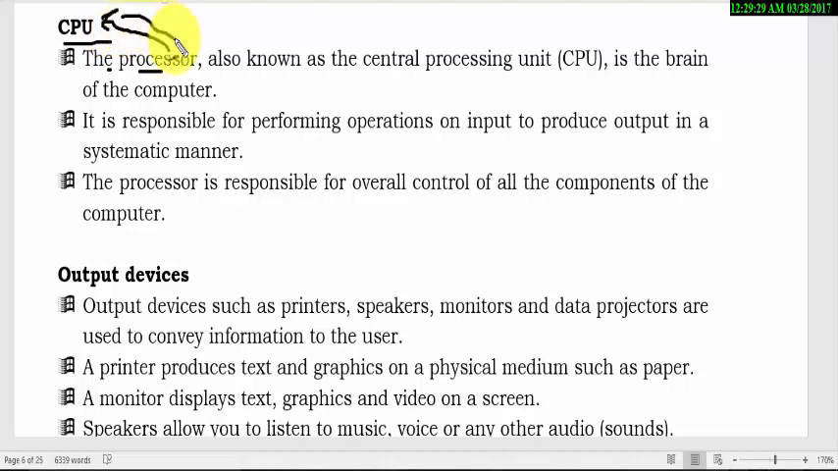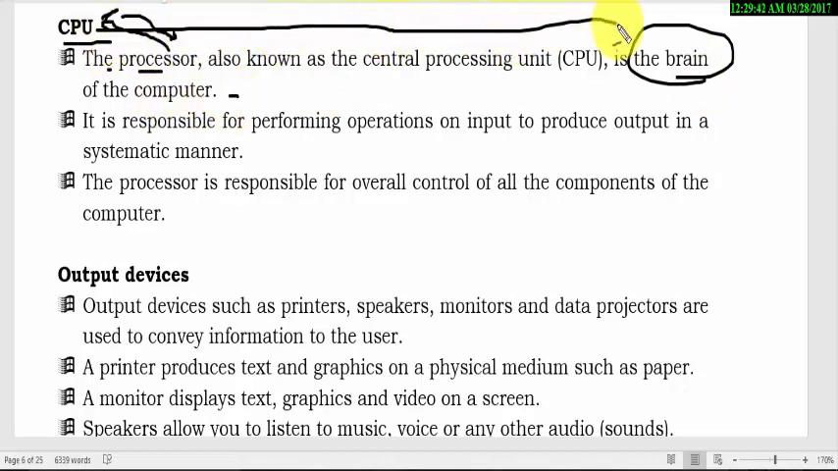So please, students, you need to understand this one. The processor, also known as the central processing unit, CPU, is the brain of the computer. So this CPU is the brain of the computer, and the other name for this CPU is what?